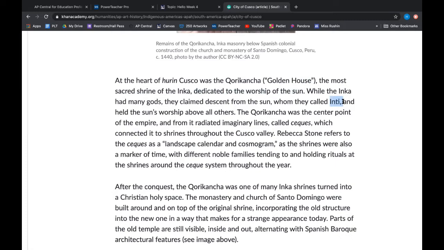The Coricancha was the center point of the empire. Okay, so that's why, even though it's in the lower. And from it radiated imaginary lines called saques, which connected it to shrines throughout the Cuzco Valley. All right, so I'm going to show you visual what that looks like.